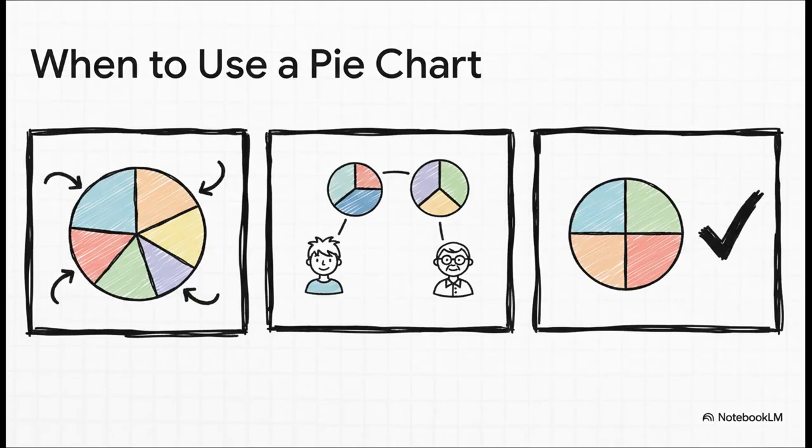So when is the right time to use one? Well, the golden rule is you use it to compare parts of a single whole, just like that energy data we saw. It's also really good for showing how one thing, like say different age groups, affects a total, like product sales. But the most important rule of all, and you can't forget this one, all the slices must add up to 100%. No exceptions.